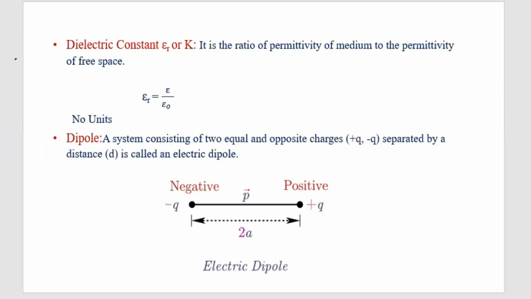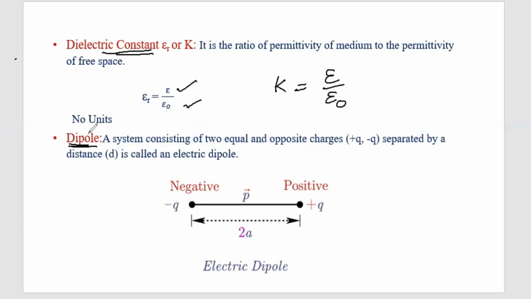The next definition is dielectric constant, which is also having another name, relative permittivity. So relative permittivity definition is the ratio of the permittivity of medium to the permittivity of free space. So epsilon r is equal to epsilon by epsilon naught. This epsilon r can also be represented with k. So k is equal to epsilon by epsilon naught. So it doesn't have any units.